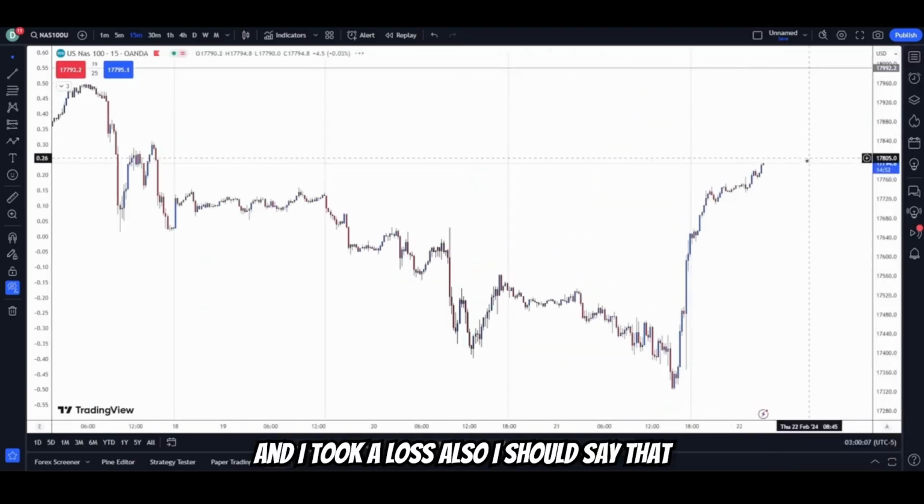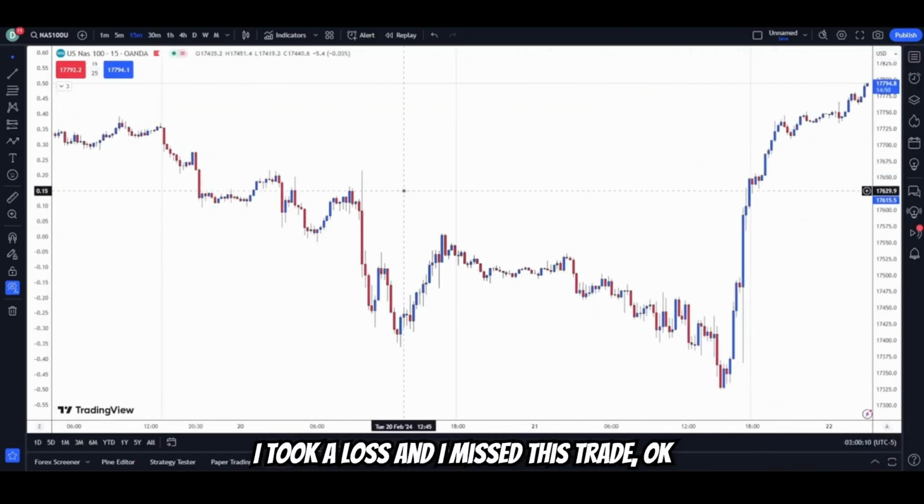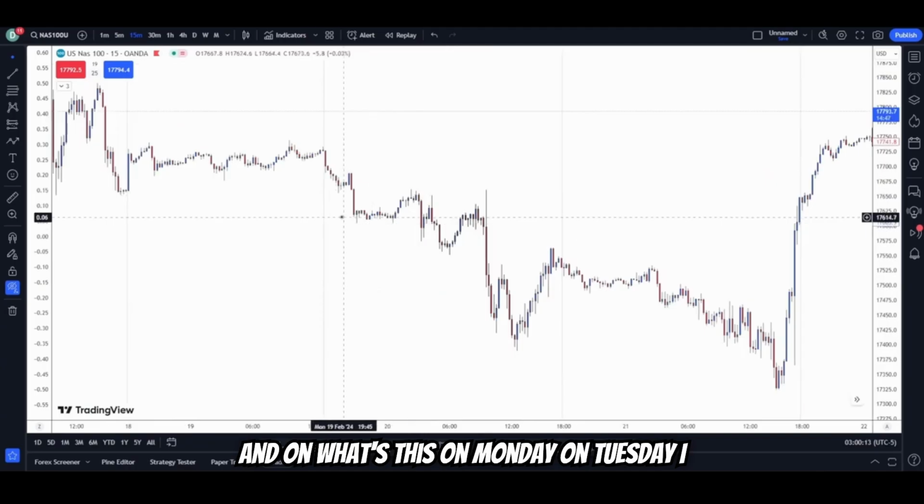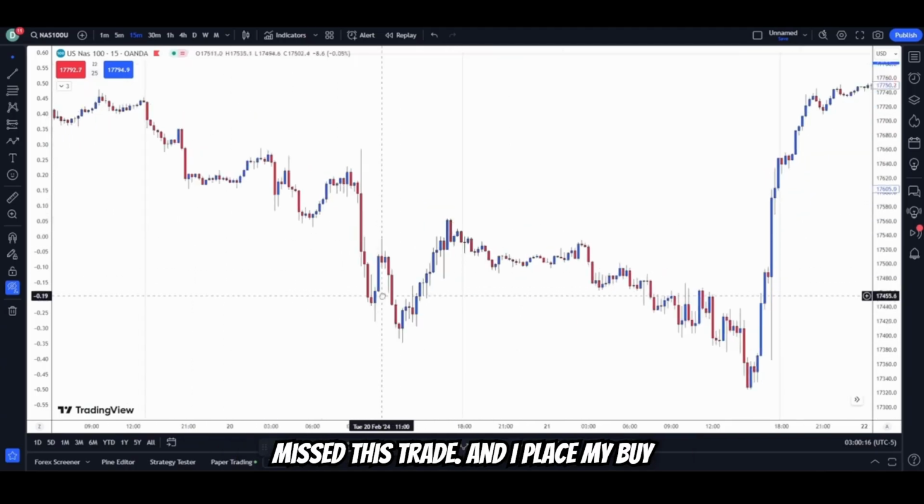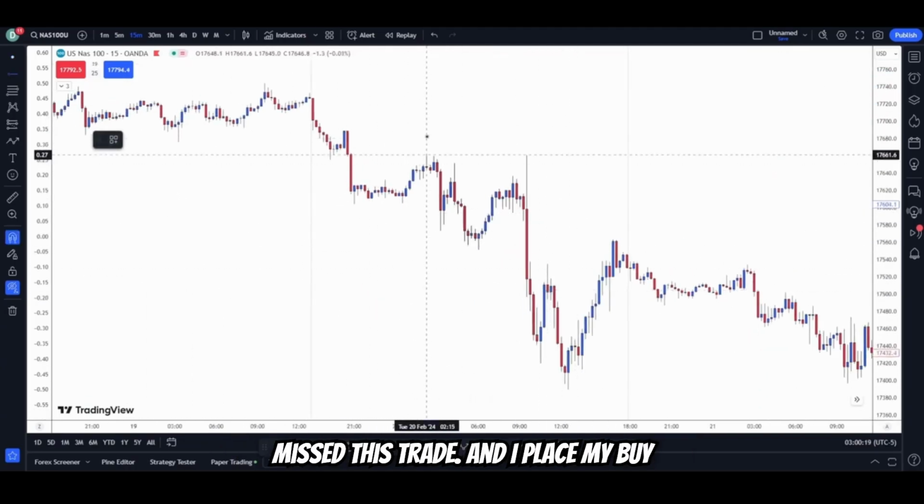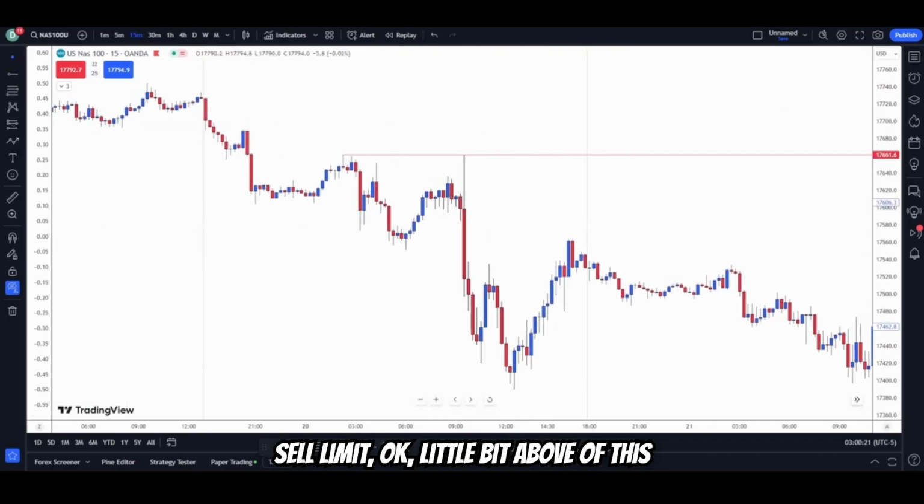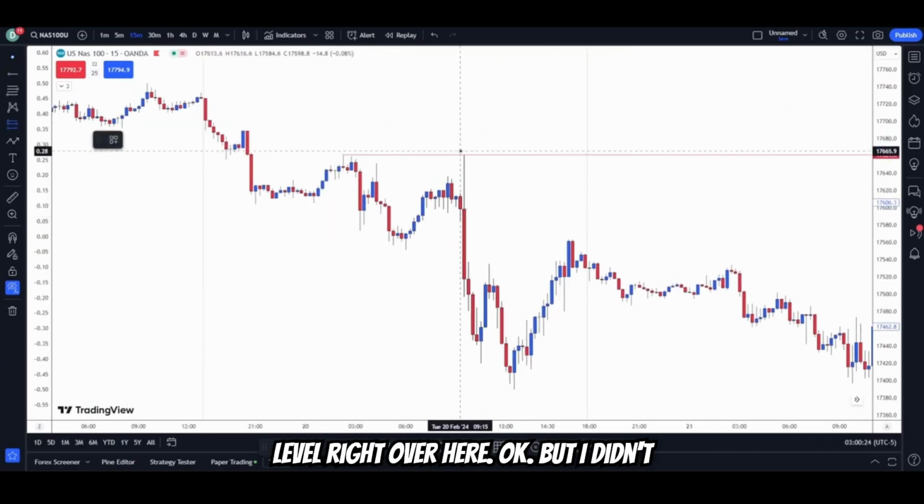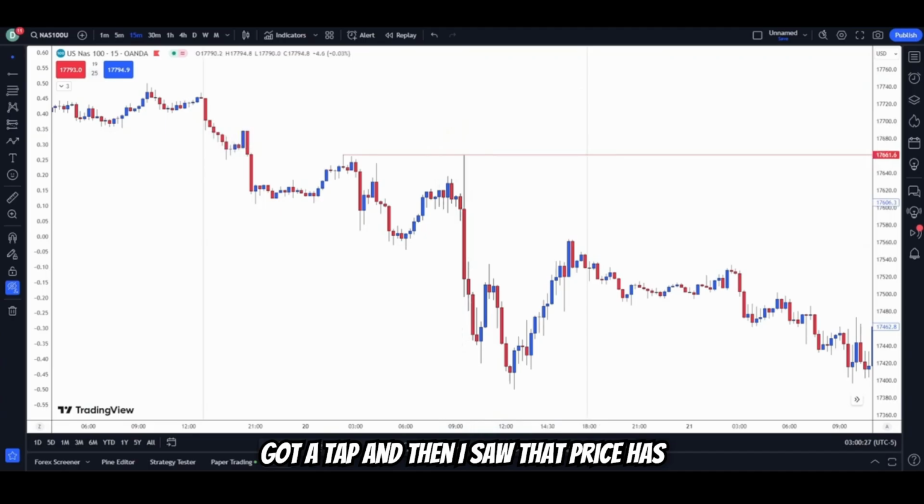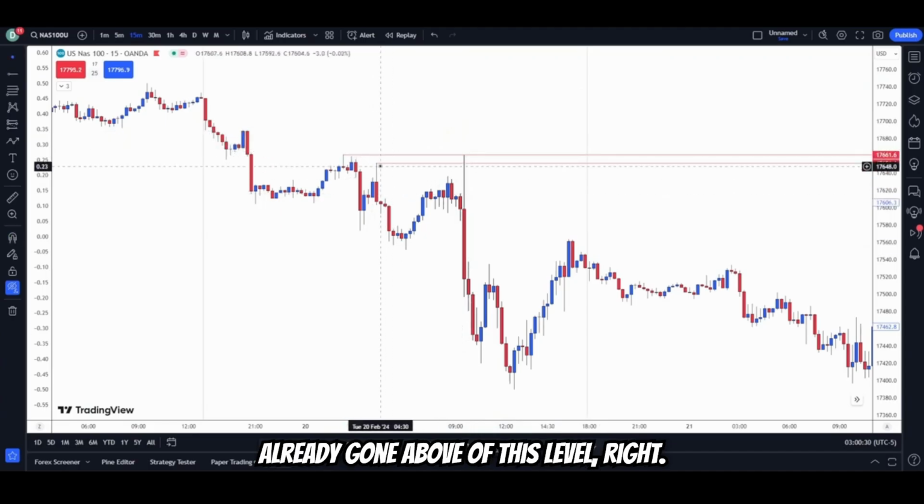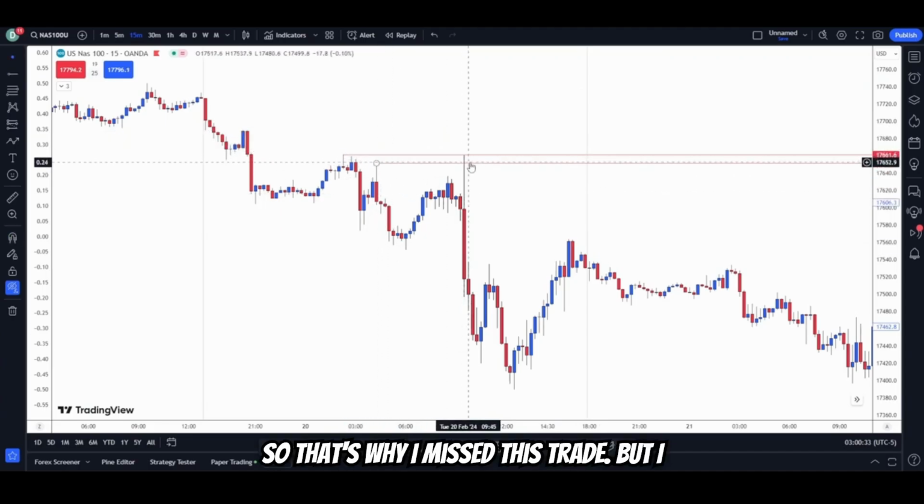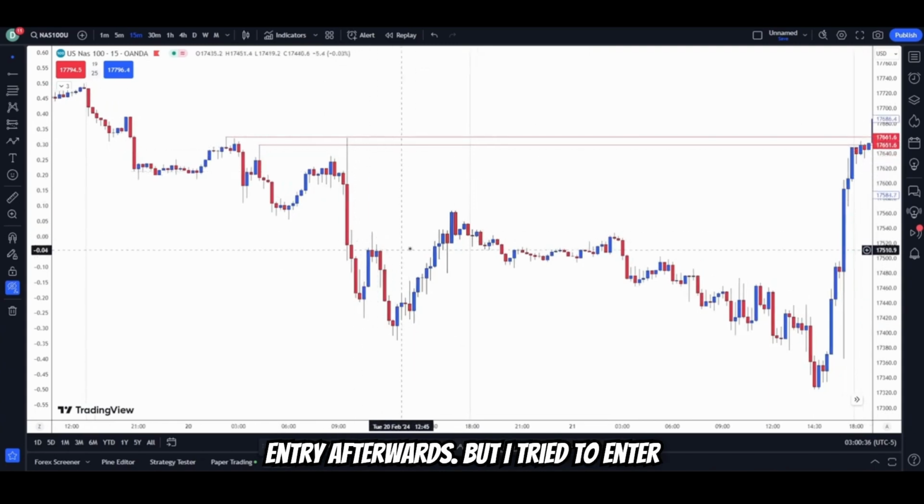And I took a loss also. I should say that I took a loss and I missed this trade. On Tuesday I missed this trade, and I placed my buy limit a little bit above of this level right over here. But I didn't get a tap, and then I saw that price had already gone above of this level, right? So that's why I missed this trade, and I didn't get any entry afterwards.